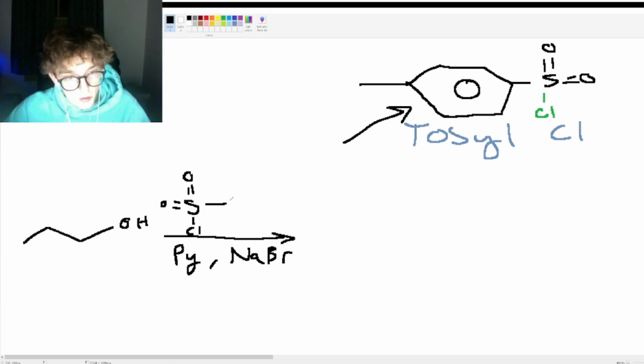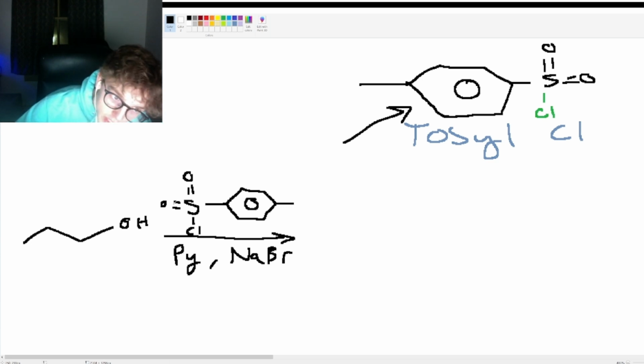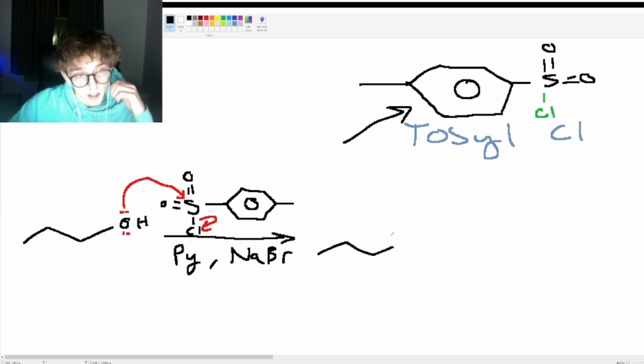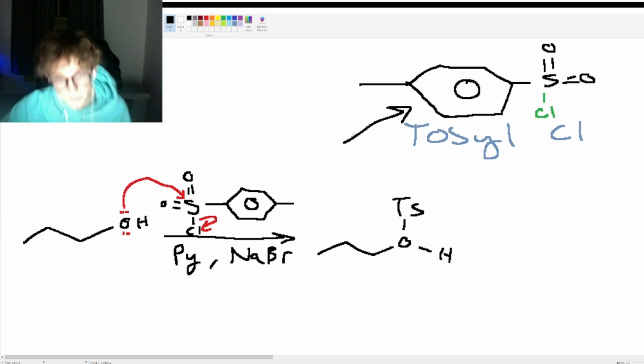And I drew sulfur. Remember that the reason this creates amazing leaving groups is because of the high resonance stabilization. There's two oxygens that can juggle a negative charge, and there's an aromatic ring that can juggle charge. It's really nice, and it makes for a wonderful leaving group. So basically what happens first is oxygen comes in, attacks that sulfur, and kicks off the chlorine. What we get as an intermediate here is this, and we'll simplify it as tosyl, TS.